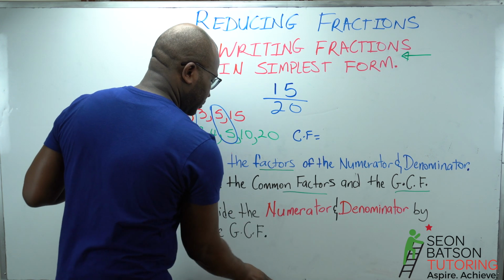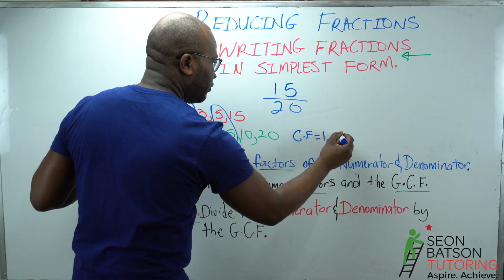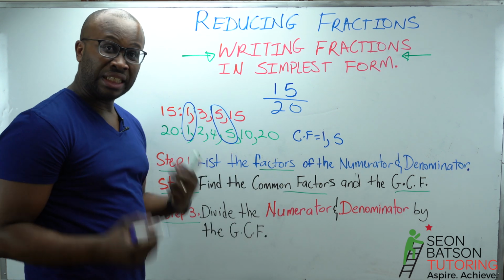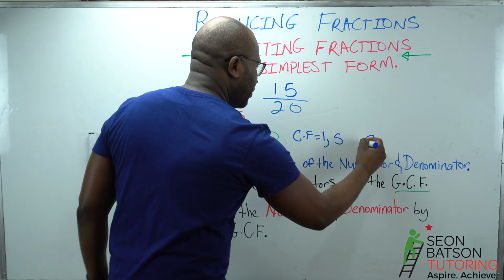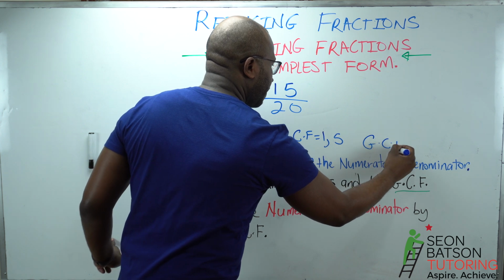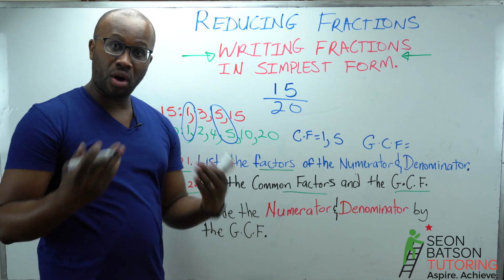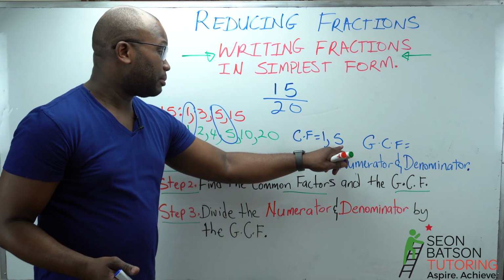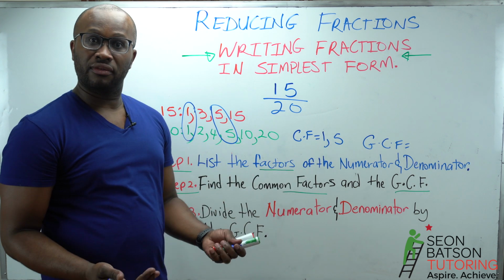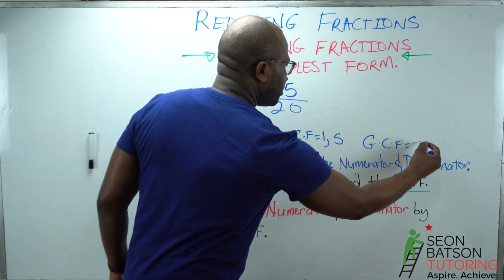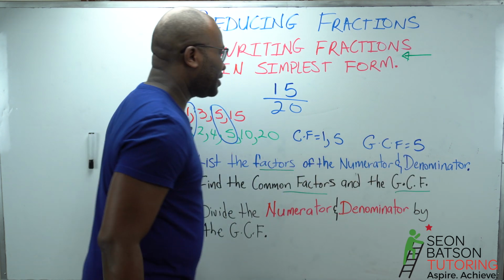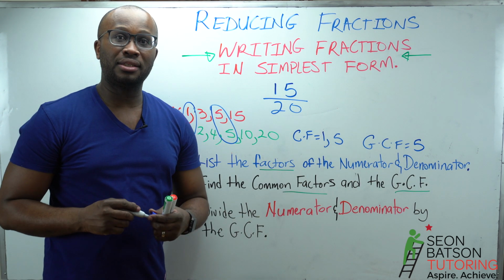Let's put it in order. 1 and 5. Now we will find the greatest common factor. And remember, the greatest common factor is the biggest of all the common factors. And the biggest number out of 5 and 1 is 5. Yes? Very simple, very fun, very exciting. So our greatest common factor is 5.